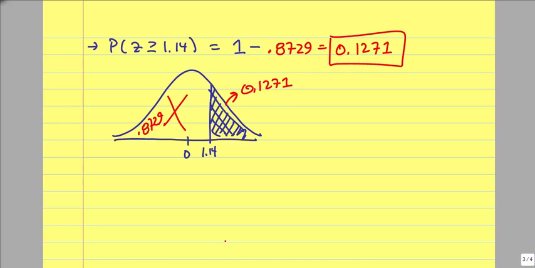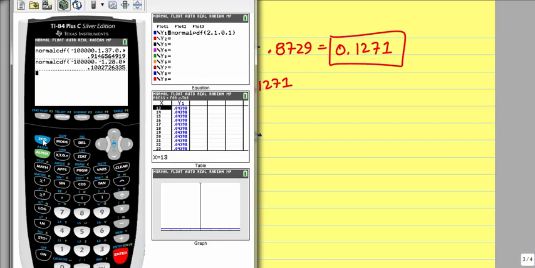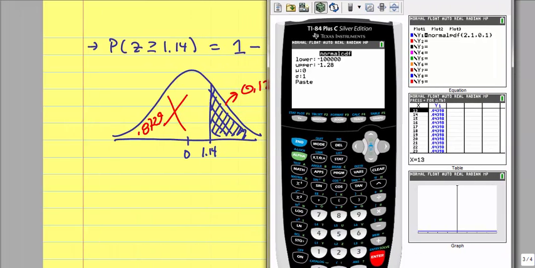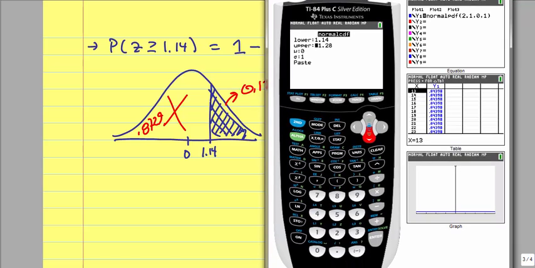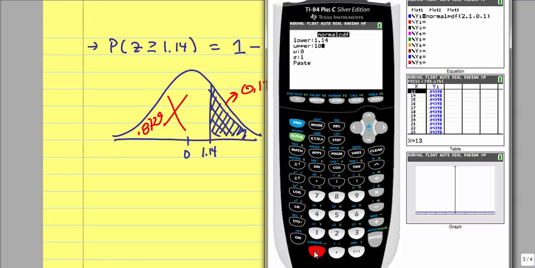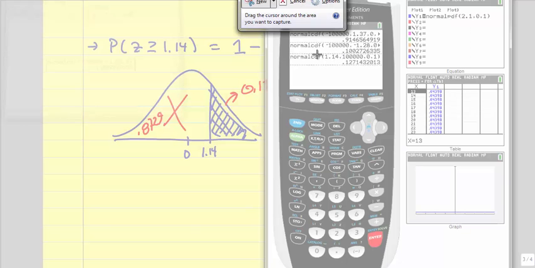Now when we use our calculator for this, I'm going to use my upper and lower bound. So I'm going to go second DISTR, normal CDF. Now here my lower bound, remember it always goes lower than upper, you can see that my lower bound is right here at 1.14. Now my upper bound is what's different. My upper bound is going to be a very, very large positive number, so I'm going to put in a positive 100,000 here. My mean is still 0, my standard deviation is still 1, and then you can go ahead and hit enter, and you get that value right here of 0.1271.